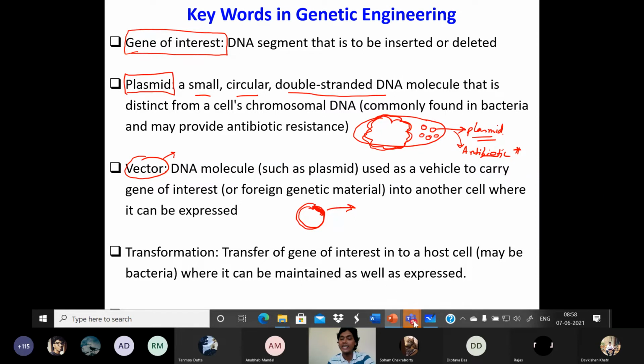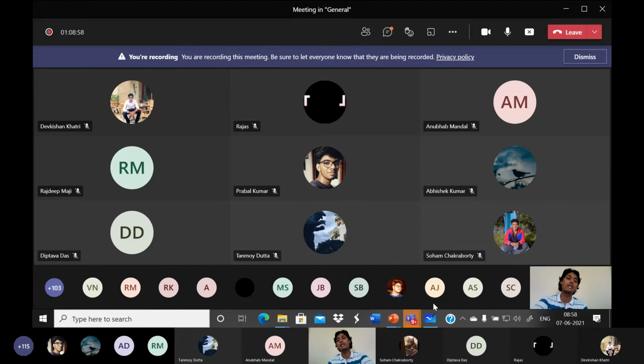Transformation means you are aware about transformation. In your first class, I discussed the Griffith experiment, where the rough strain of bacteria became smooth strain because they had taken some genetic material, some DNA, from the smooth cell of bacteria. I think some of you can remember, right? Yes, sir. This is called transformation, where some bacteria take genetic information from an outside source and get transformed. And this process is called transformation.